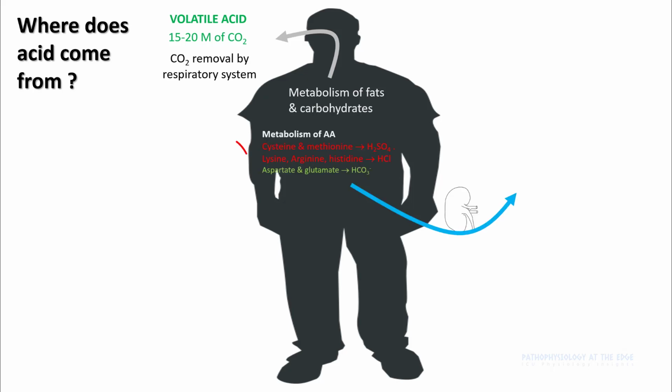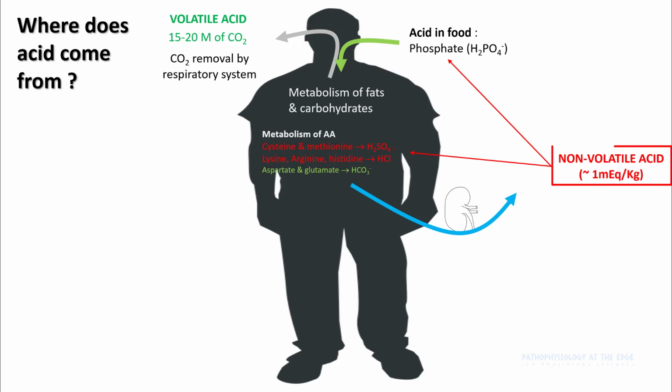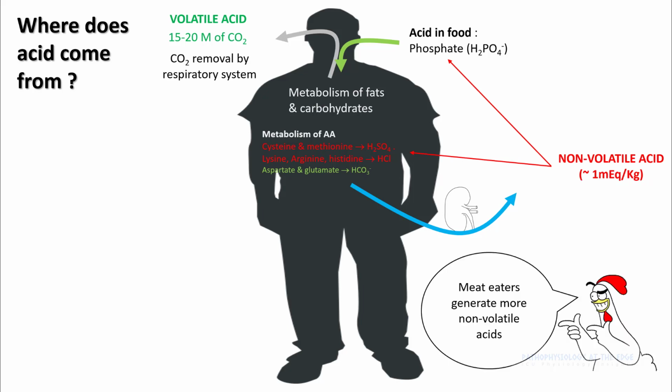Metabolism of your amino acids like cysteine and methionine produces sulfuric acid, and amino acids like lysine, arginine, histidine make hydrochloric acid. Aspartate and glutamate make bicarbonate. You also eat acid in the food in the form of phosphate. So these two are non-volatile acid and these are excreted mainly by kidneys. Meat eaters generate more non-volatile acid than vegetarians.